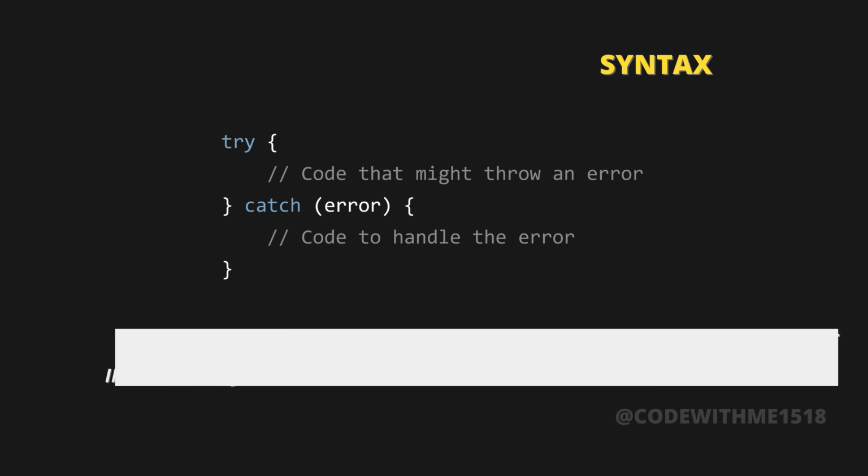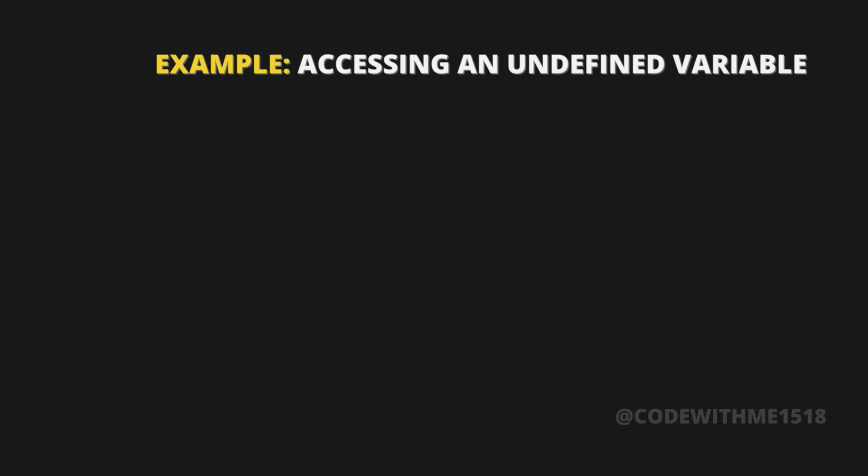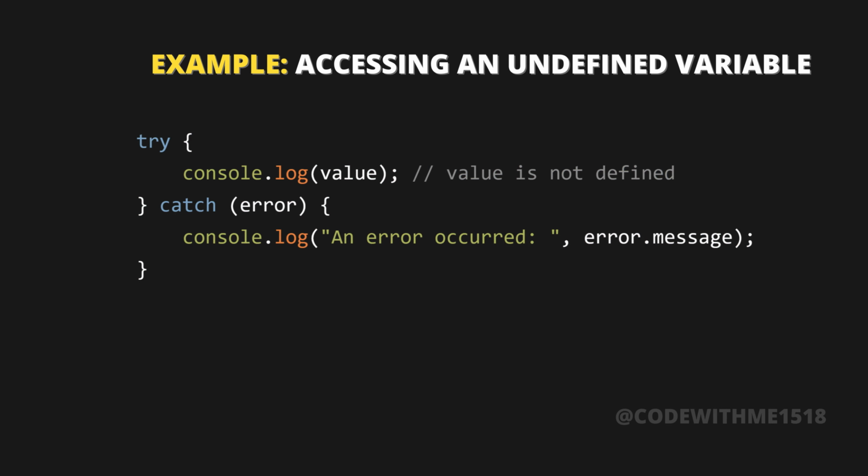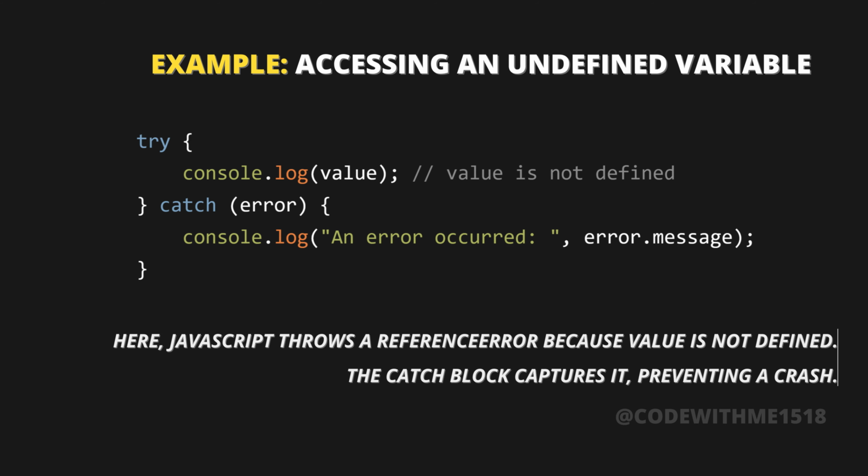Catch, error, console.log, an error occurred, error.message. Since dividing by 0 doesn't actually throw an error in JavaScript, let's see a case where an error is thrown. Example: accessing an undefined variable. Try, console.log value, value is not defined. Catch, error, console.log, an error occurred, error.message. Here, JavaScript throws a reference error because value is not defined. The catch block captures it, preventing a crash.